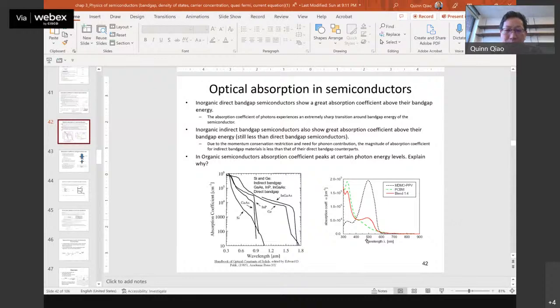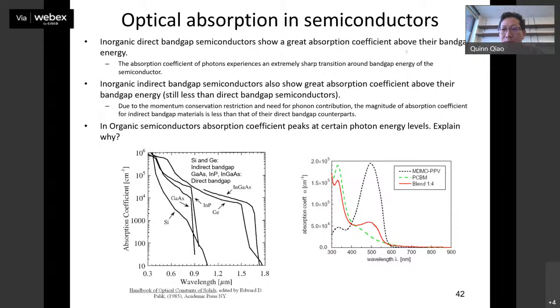Can you see the slides? Yes, yes. Okay, great. We can wait for two, three more minutes for participants. Yeah, that's fine. Thank you.